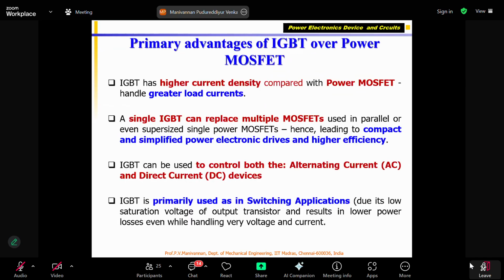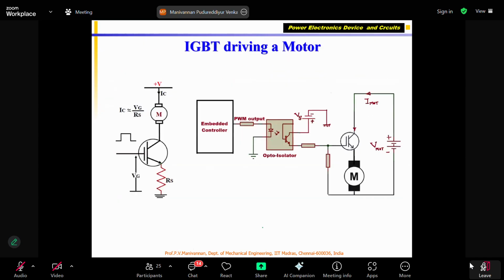Okay. I have talked about all those things. Finally, this is the last slide. Please see that I want to drive an electric vehicle motor. This is an electric vehicle motor. This is my lithium-ion battery voltage, 600 volts or 500. This is my IGBT. This is my collector. This is my emitter. This is my gate, because it is an IGBT, and it is getting a signal from my embedded controller, the vehicle controller.